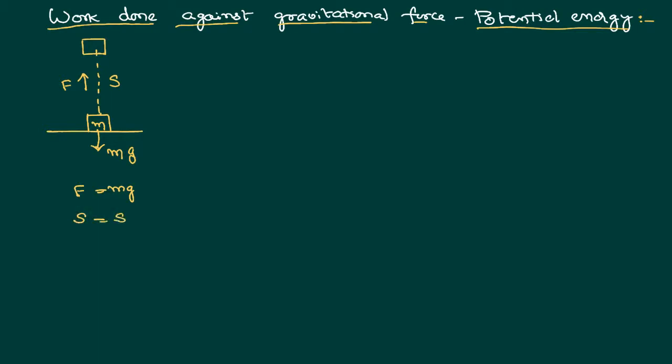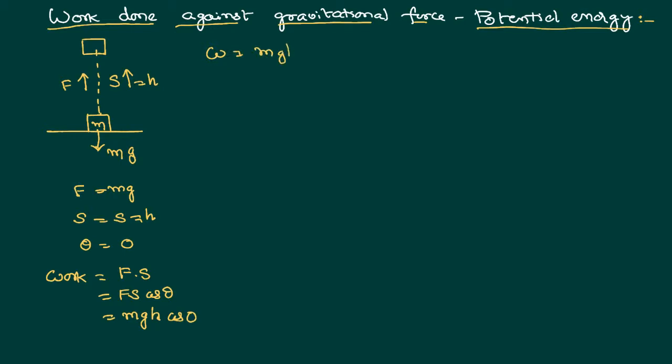Let the displacement equal s, which is also in the upward direction. The applied force is upward and the displacement is also upward. That means the angle between the force and displacement is 0. Then, by the definition, the work done is F dot S, which is equal to Fs cos theta. Here F is mg. Let us assume that it has gone to a height h. The displacement is h and the angle is 0, so cos 0 is 1. Then the work done is mgh itself.